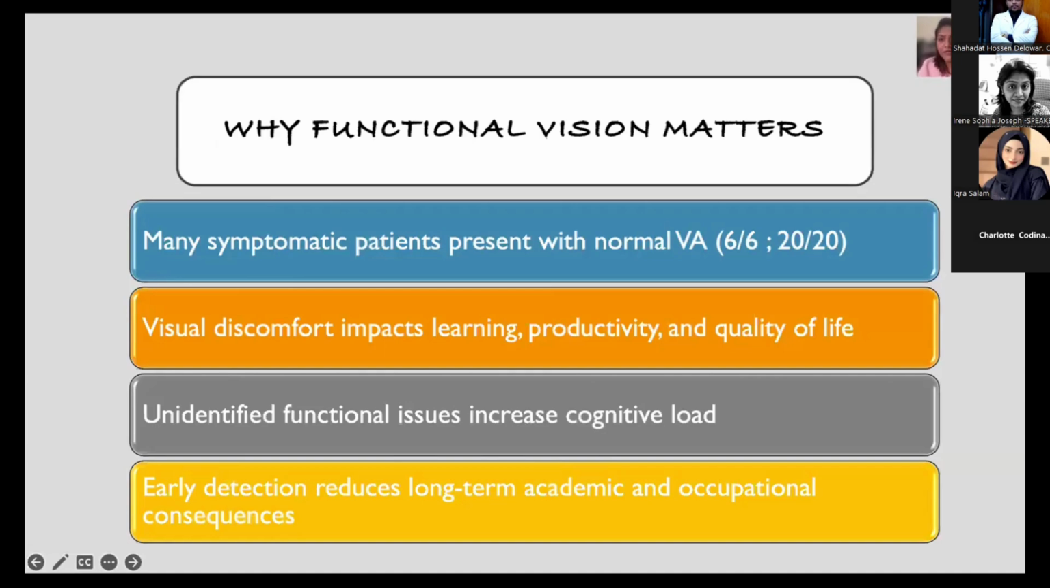Many patients we see present with normal visual acuity, say 6/6 or 20/20, and yet continue to experience headaches, eye strain, poor reading endurance, and reduced work efficiency. These symptoms significantly impact academic performance, workplace productivity, and the overall quality of life. Functional vision assessment allows us to identify visual inefficiencies that increase cognitive load and remain undetected in the routine eye examination.